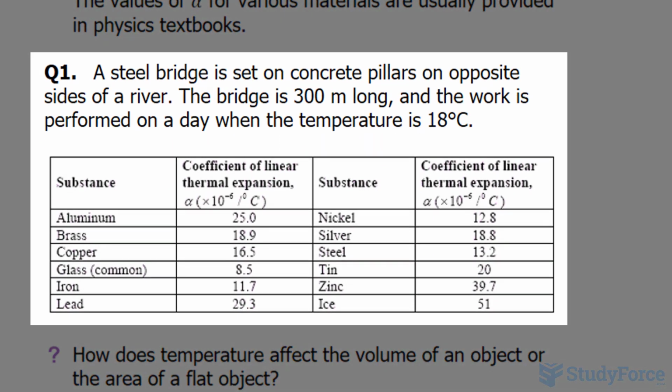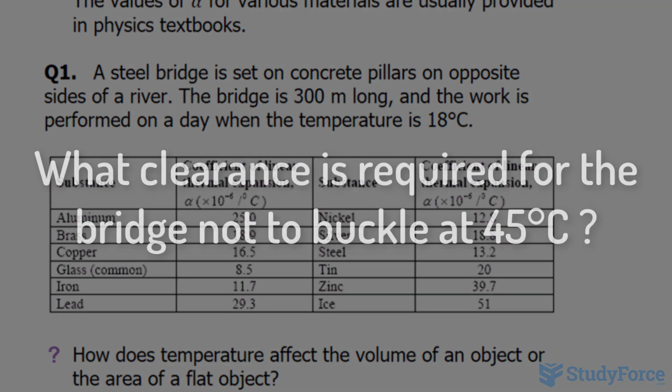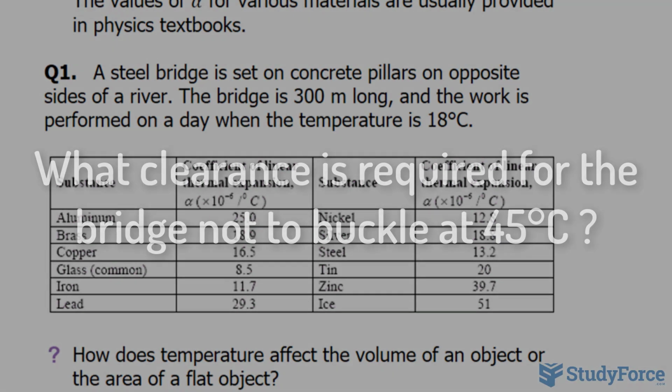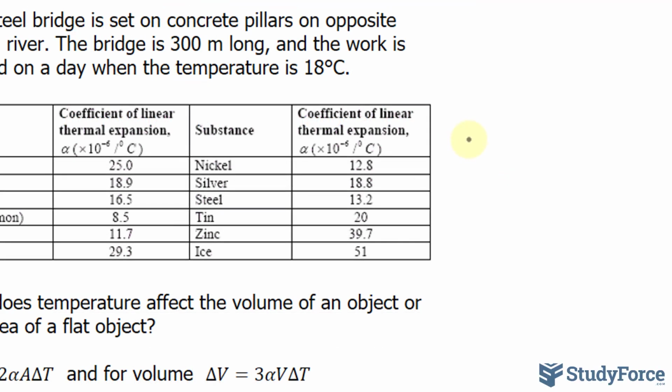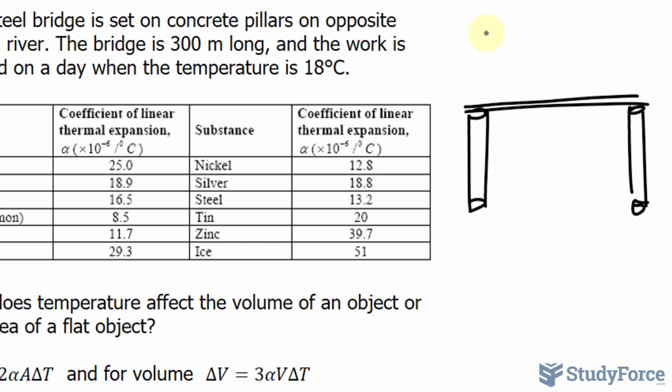A steel bridge is set on concrete pillars on opposite sides of a river. The bridge is 300 meters long, and the work is performed on a day when the temperature is 18 degrees. What clearance is required for the bridge not to buckle at 45 degrees Celsius? Let's do a quick illustration. These are the concrete pillars in which the steel bridge sits on. And that is the steel bridge. It spans 300 meters. And we want to know how much this bridge will expand when it's 45 degrees outside.